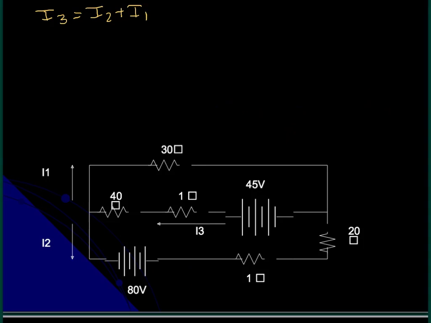Okay, so then we're going to pick a loop. So let's pick this bottom loop right here. The bottom loop's going to be in blue. The bottom loop has I2 through the bottom part of it. I2 goes through this part. But then when we get to here, this is I3.